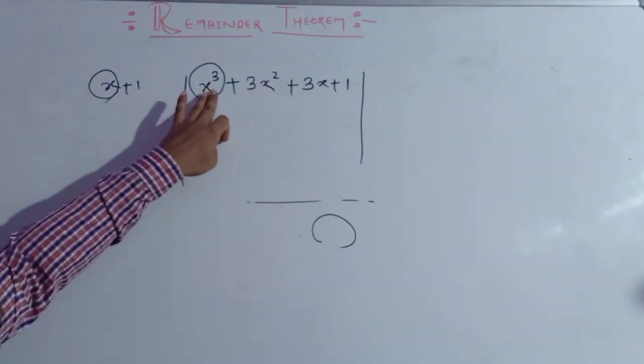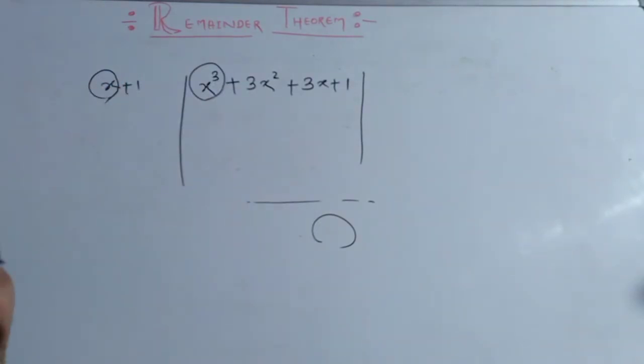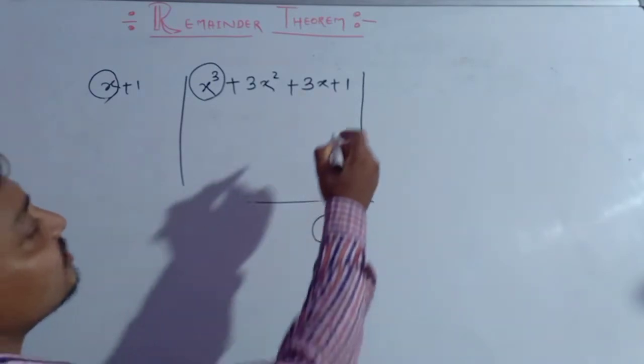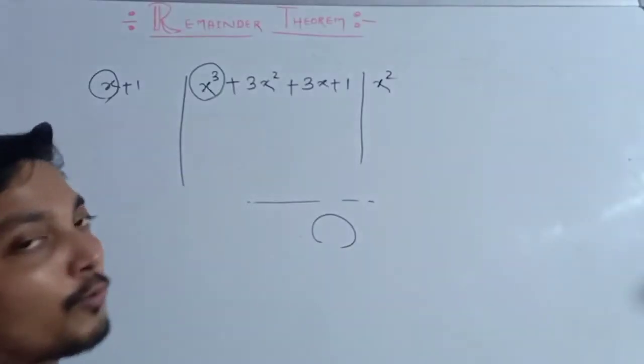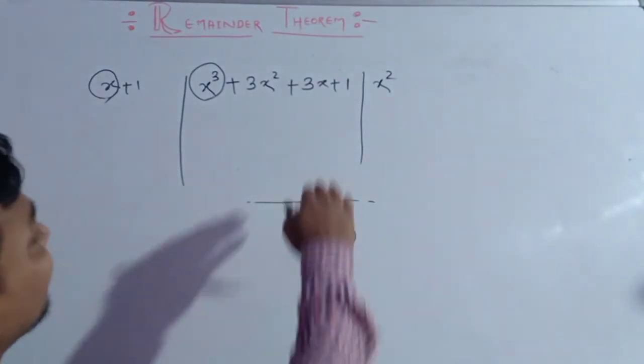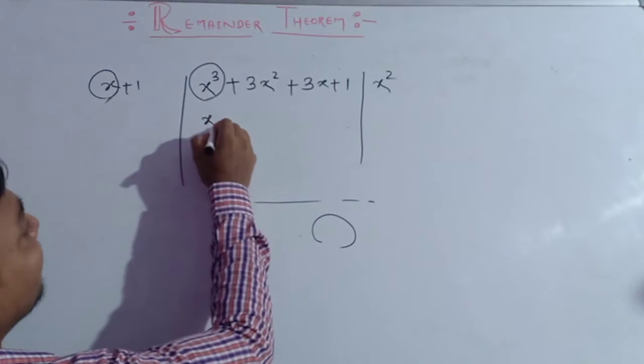So x cube divided by x becomes x square. So x square becomes the first term of our quotient. And whenever x square is multiplied by x, it becomes x cube.